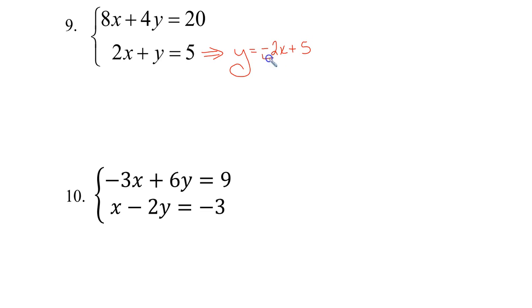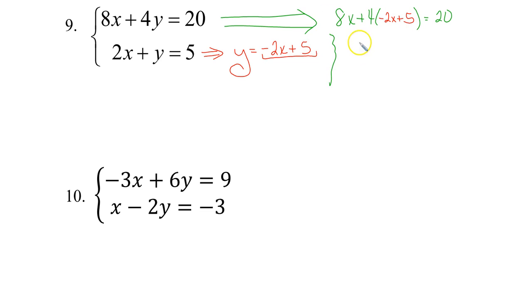And now I'm going to use this to substitute into the first equation. So my first equation is going to become 8x plus 4 times, and in place of y, now we'll substitute negative 2x plus 5. And this is all going to be equal to 20. Now simplifying this left-hand side, we have 8x minus 8x plus 20 is equal to 20.